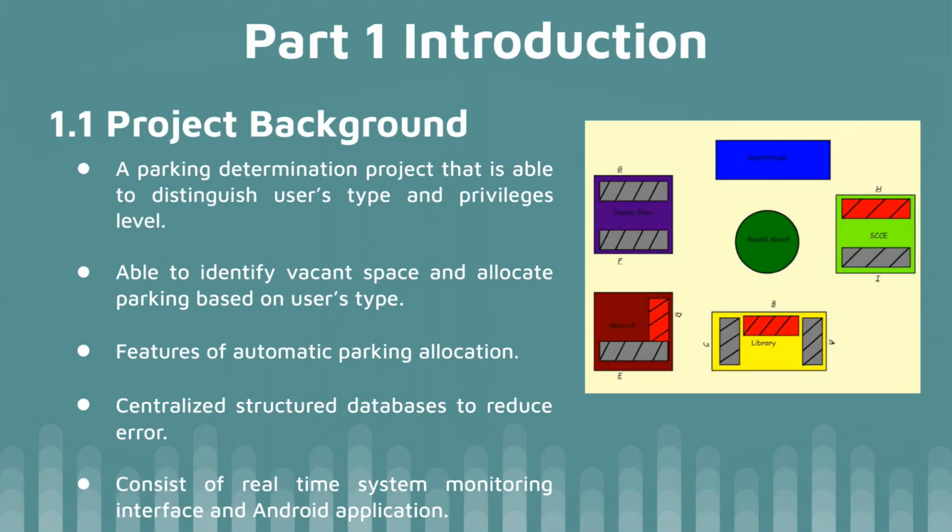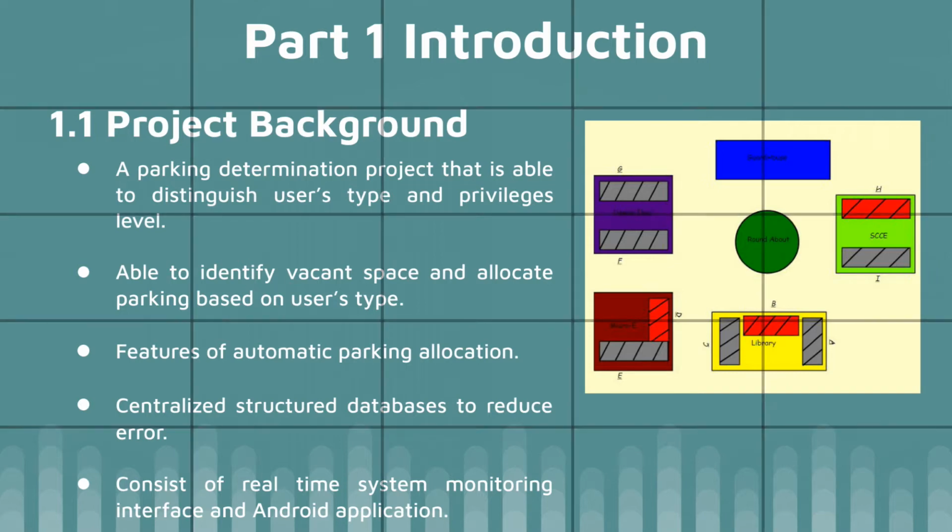This system is able to differentiate between student and staff, then automatically assign them a parking area. Figure shown is a screenshot from guard view. It is the map layout that we use. This is a smaller and simplified version of our campus map. We have the guard house, the roundabout, SCCE, library, Dewan Ilmu and Micro E. Guard can monitor parking and user movement using this map.